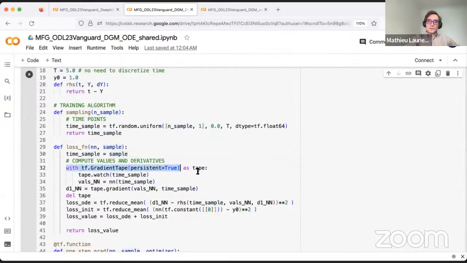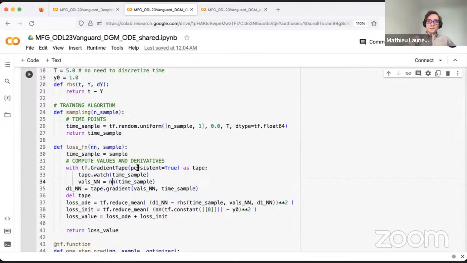Here there is one line which says, I'm going to compute a gradient. So I tell the neural network, evaluate, so compute the neural network output at this point in time. This gives me the value. And then I call this tape.gradient, which computes the gradient of the neural network.